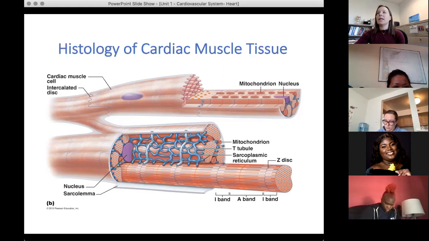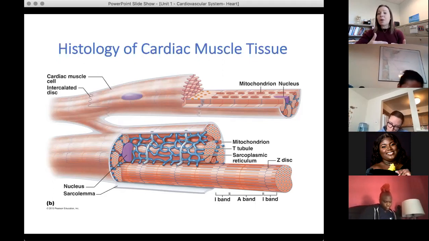The intercalated discs, you guys have a definition for this already in your outline. It's a thickened region of the membrane that surrounds the muscle fibers, right where the muscle fibers connect to each other. So here's one muscle fiber, and then here is the intercalated disc where it connects to the next one. So it's just a thickened region of tissue right there where the connection is.